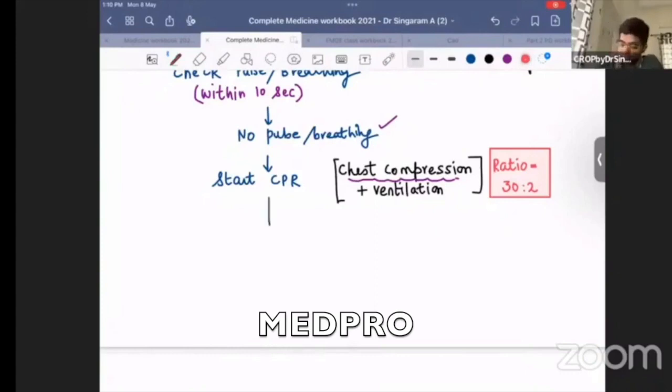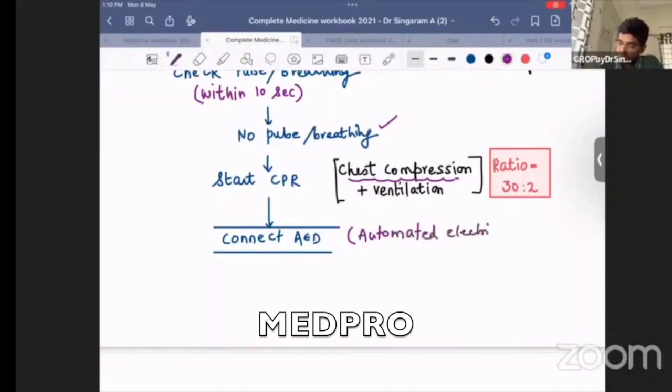And we have to keep doing this CPR. At one point of time, whenever an AED is available, you have to connect the AED. What is that? Automated electrical defibrillator. I hope all of you know this. AED, automated electrical defibrillator.